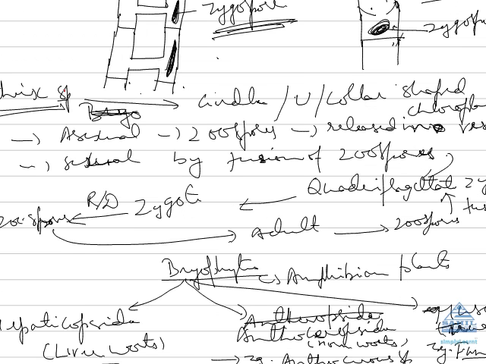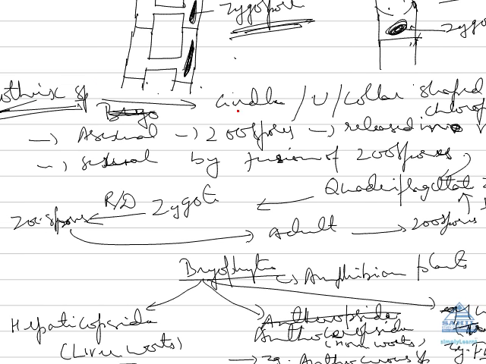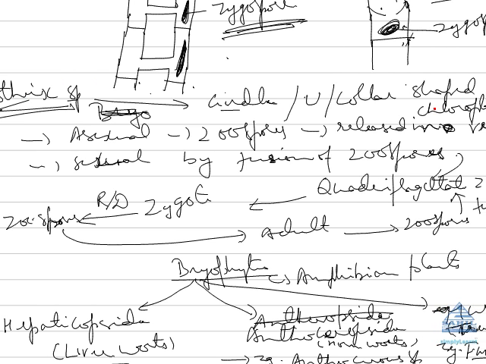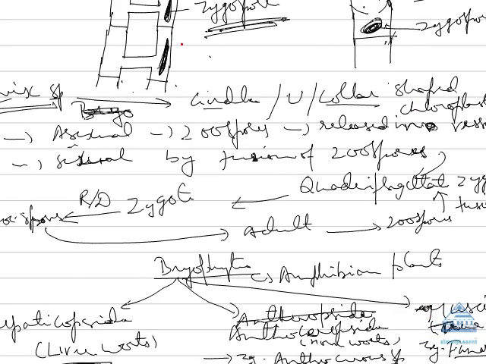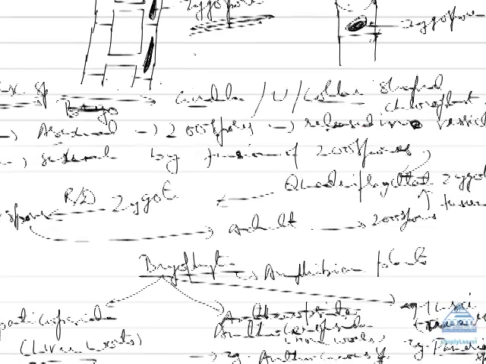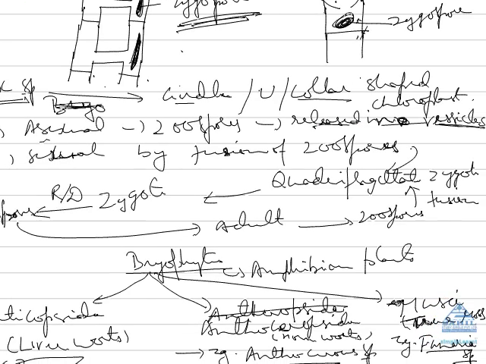Now, coming to Ulothrix species, why do we call it Ulothrix? It has a U-like, girdle-like or collar-shaped chloroplast. Asexual reproduction is by zoospores only, but here zoospores are released in a vesicle. They are not released due to bursting of cells, while sexual reproduction is by the fusion of gametes.